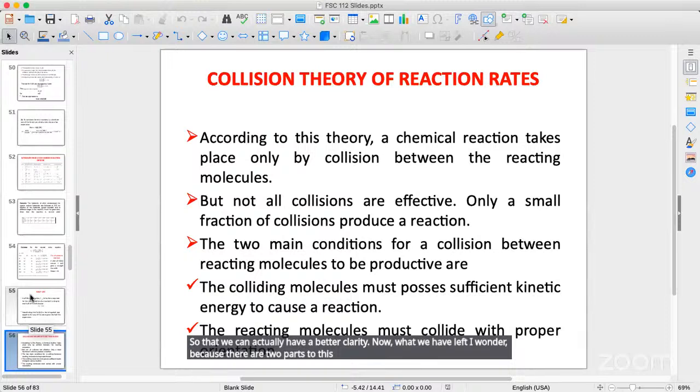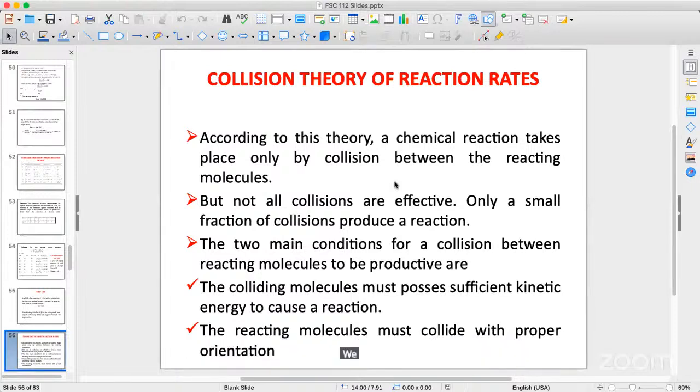Now, what we have left, because there are two parts to this: we have the chemical kinetics part and also the chemical dynamics. This is the chemical dynamics, and it talks about the collision theory of reaction rates. We know that according to that theory, you can only have a reaction when reacting molecules collide.